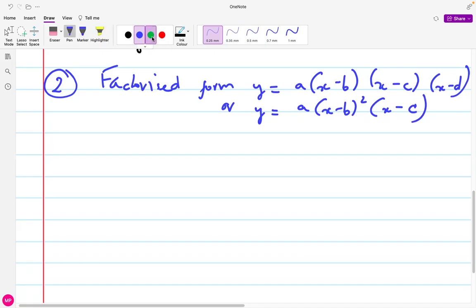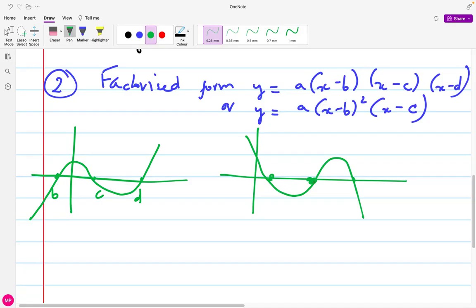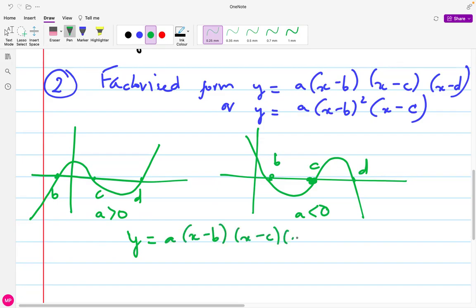For the first one, if you have three x-intercepts, think about you have b, c, and d. So positive cubics go like this, and negative cubics will go that way. So you have b, c, d. This is for a positive, this is for a negative, and the form is y equals a(x minus b)(x minus c)(x minus d).